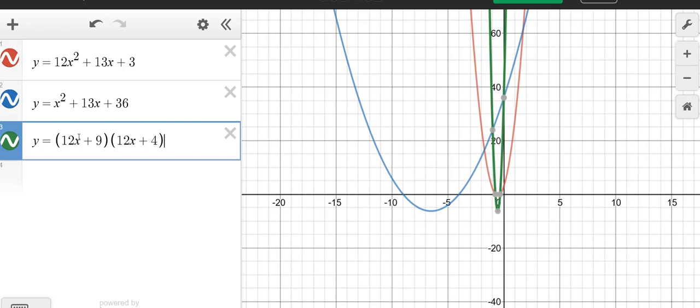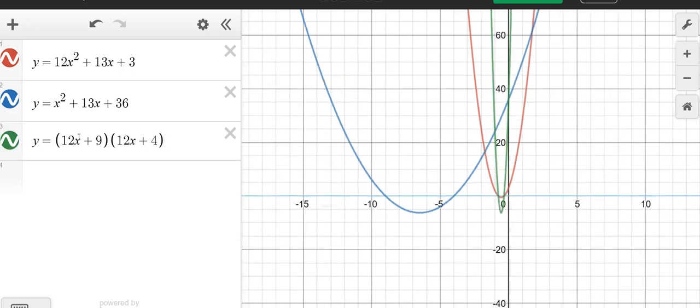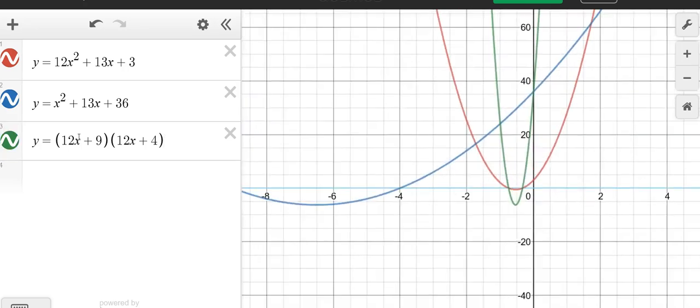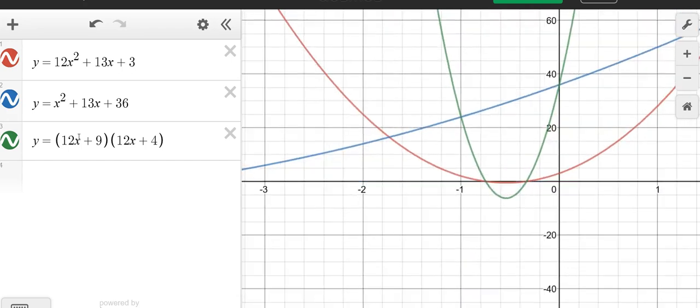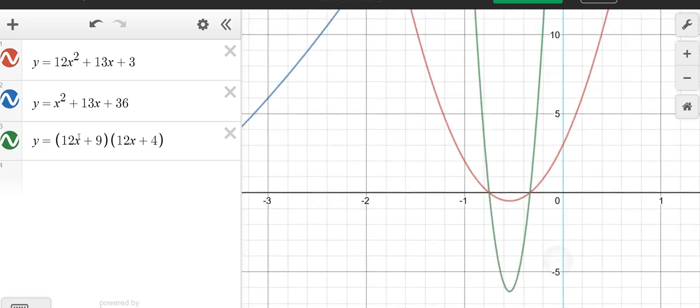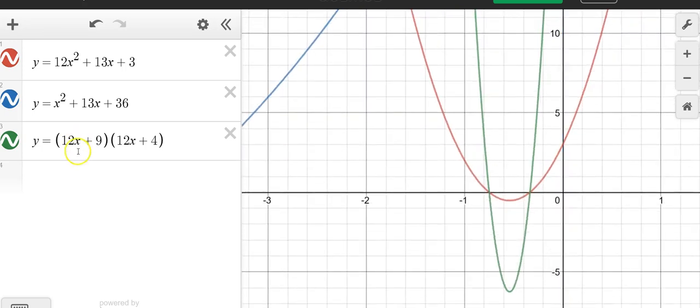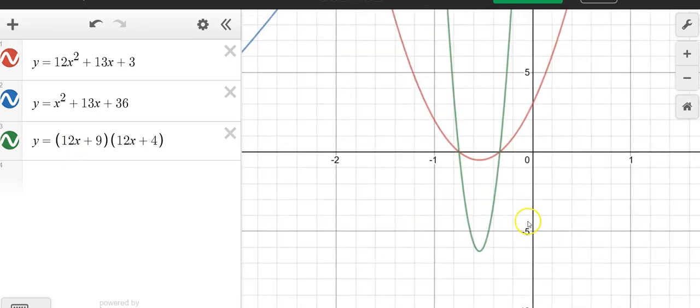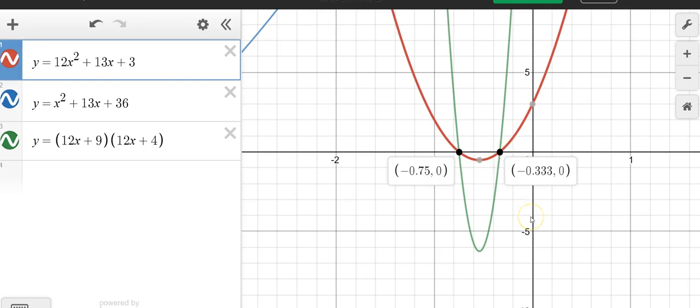The green one and the red one are not the same, but I am going to zoom in so you can see what's going on. Something interesting is happening. Even though the red and the green are not the same, the cool part is that they have the exact same places where they cross the x-axis. And that's how we can use this process to end up with the right factors.